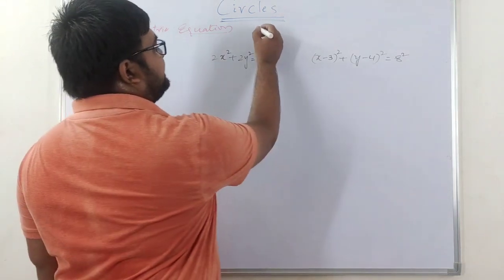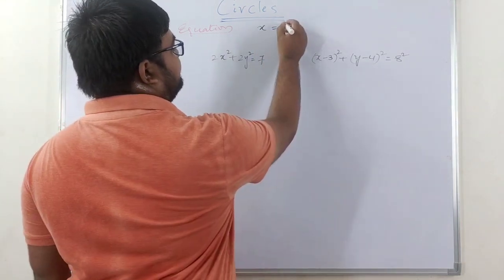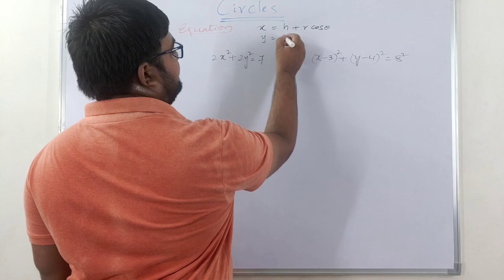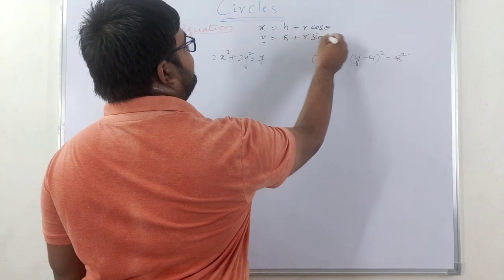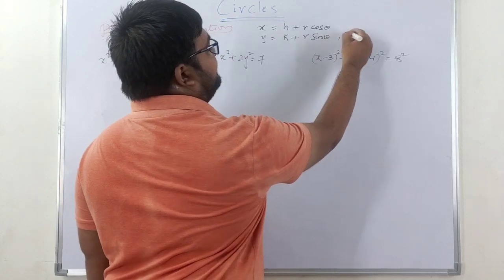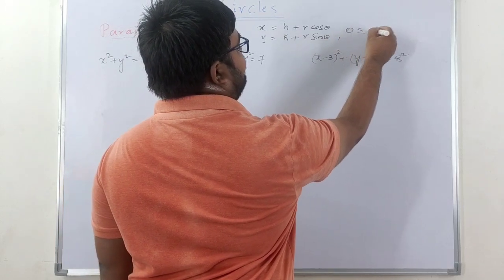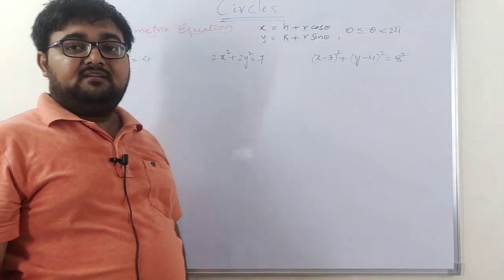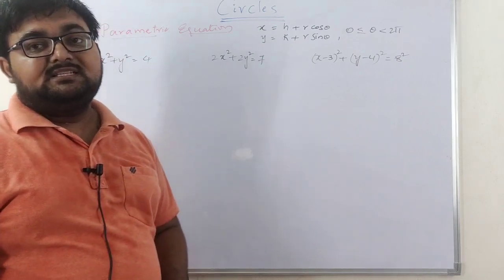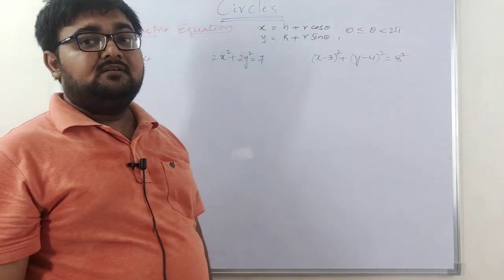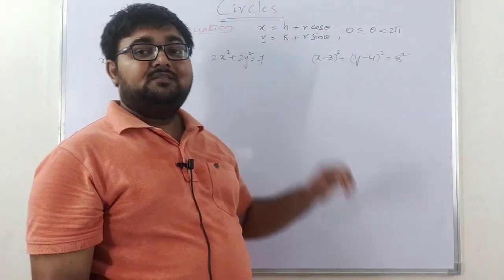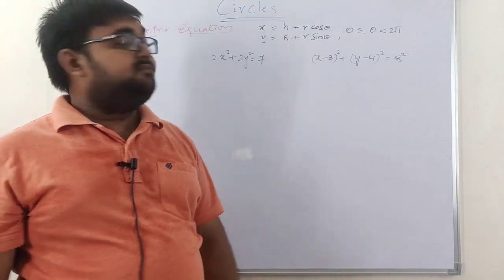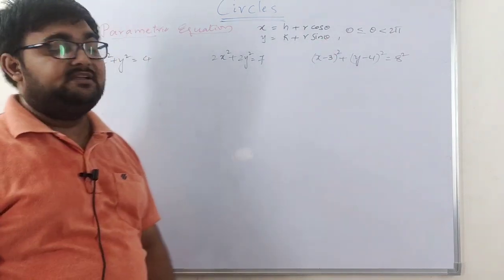So yesterday we discussed the parametric equation: x is equal to h plus r cos theta, y is equal to k plus r sin theta. Here the value of theta ranges from 0 less than or equal to theta less than 2 pi. Here x and y are the points that lie on the circle, h comma k is the center, and r is the radius of the given circle. Here cos theta and sin theta come from the angle made, so theta is the parameter.